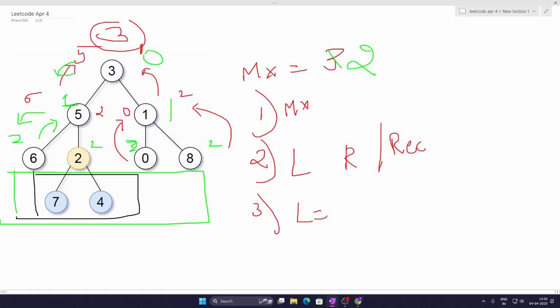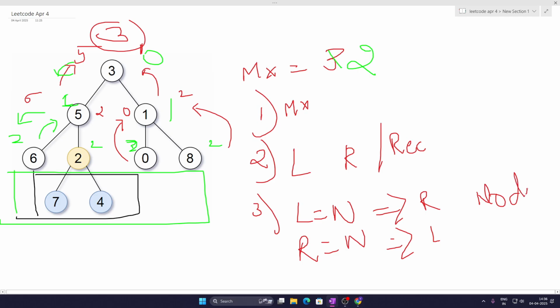So if left is null, then I will return the right part. If right is null, then I will return the left part. If both are not null, then I will return the node value.